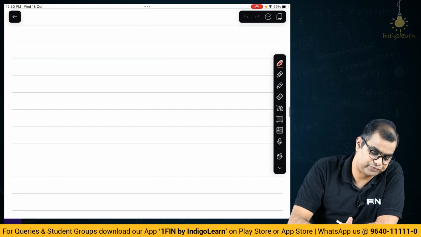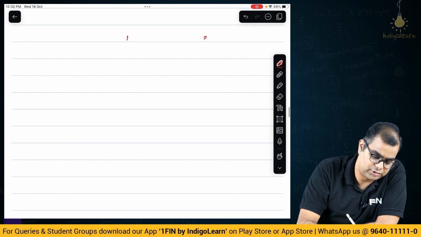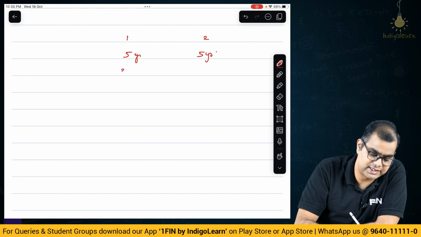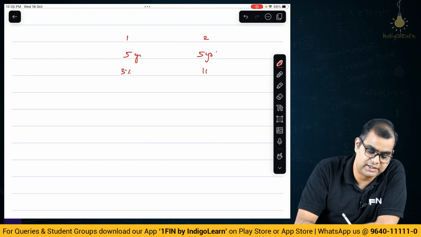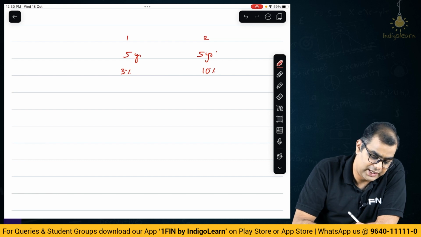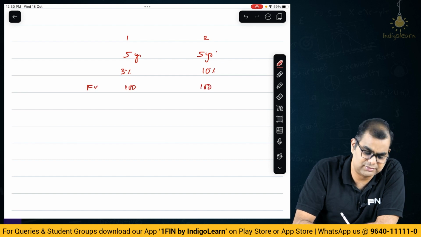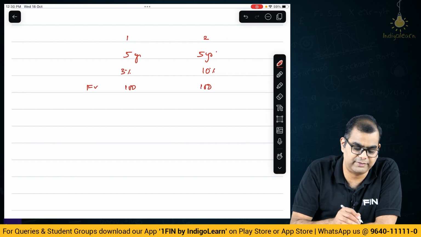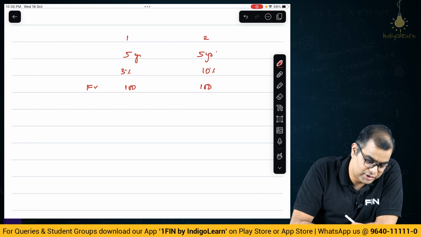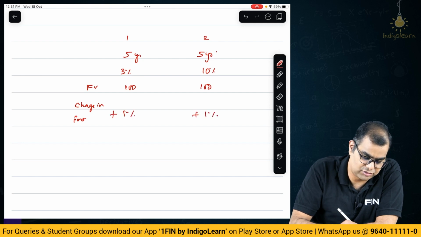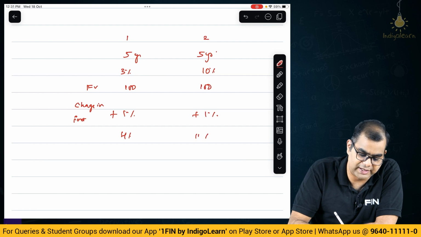What we are saying here is, let's take two bonds, bond one and bond two, both of them 5 year. First one, let us say, is a 3% bond, other one, let us say, is a 10% bond. Okay, and face value is 100. See, typically, if they are both of same tenure and the companies of same type, you will have same interest rate. But here I am assuming just for helping you to understand. Then change in interest rate plus 1%. So, this goes up to 4, this goes up to 11.